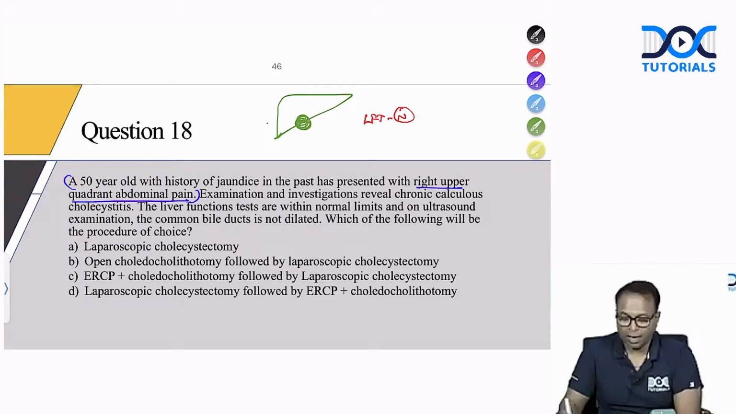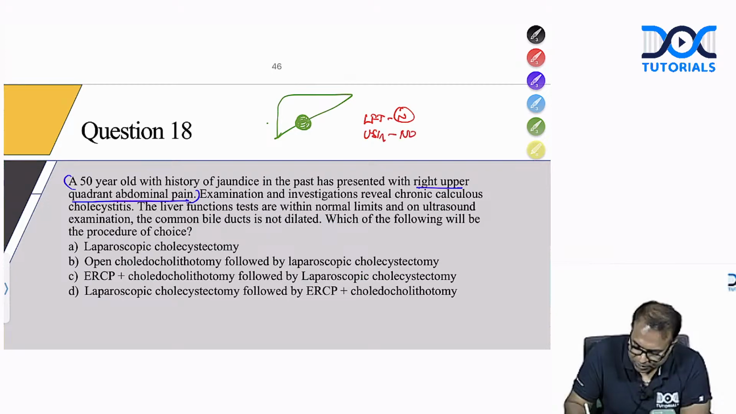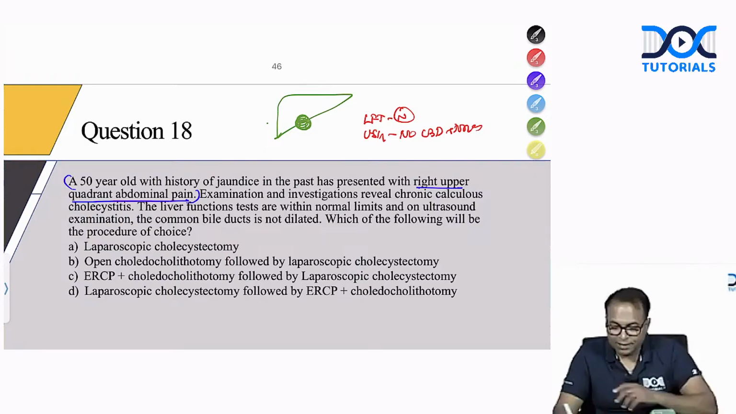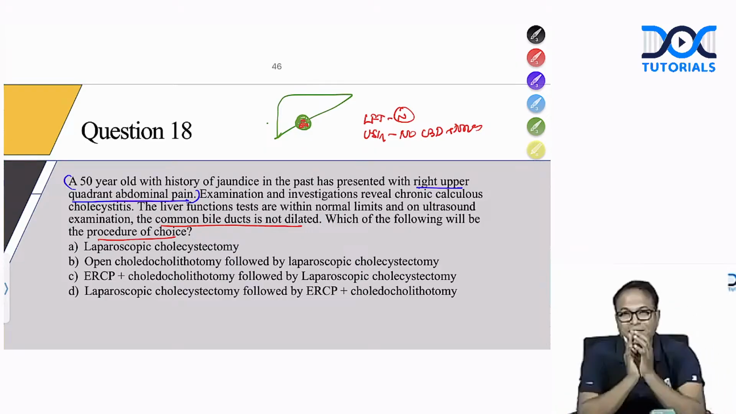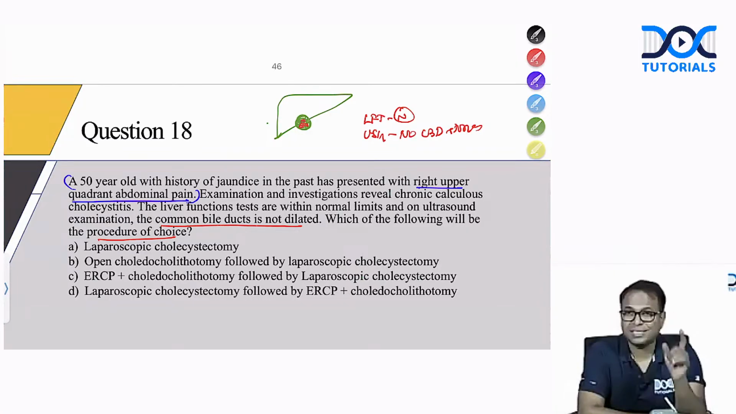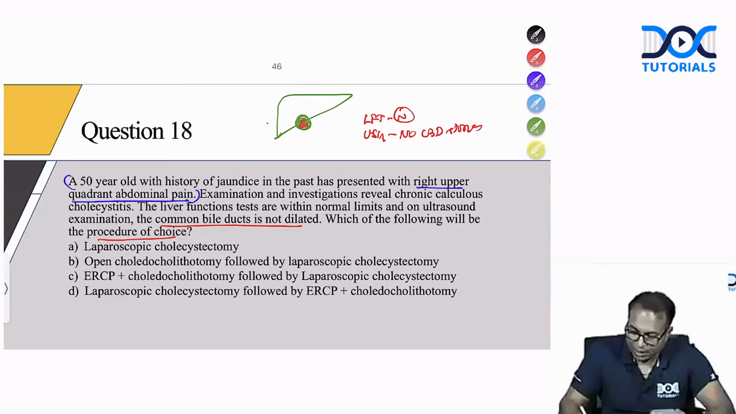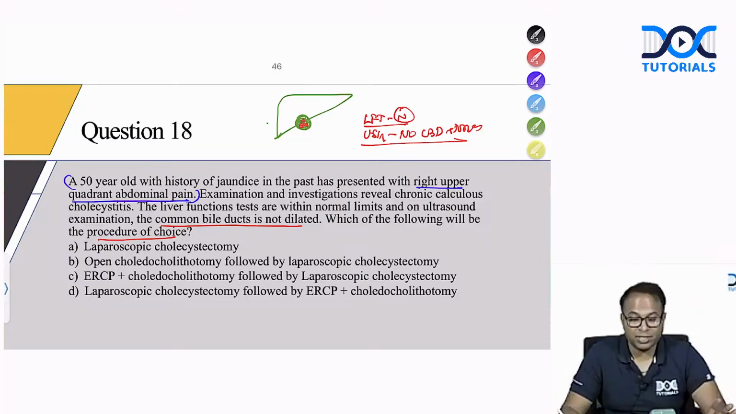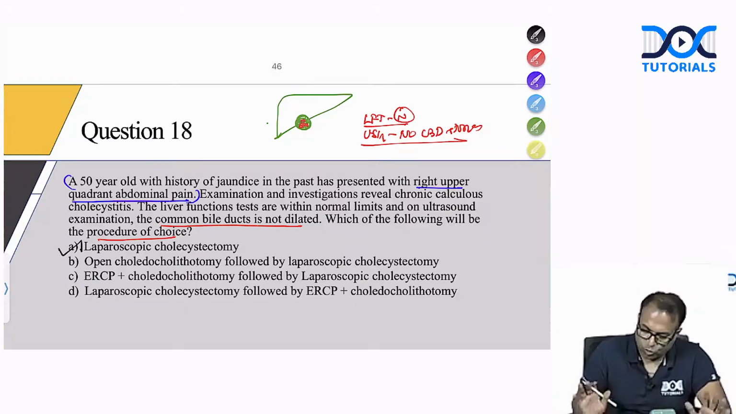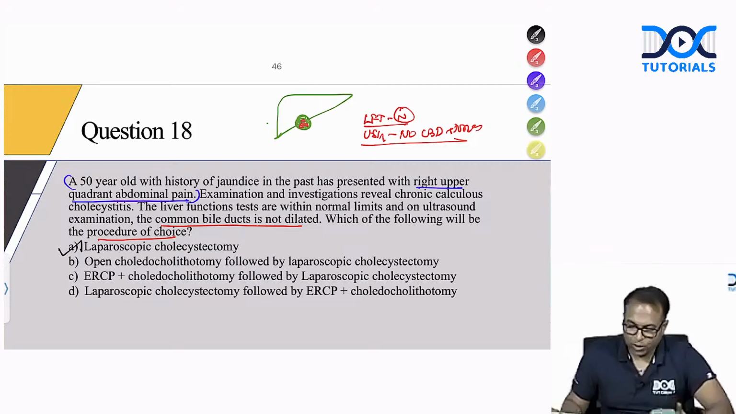No jaundice. Ultrasound shows no CBD stone. Only is having stones in the gallbladder. Common bile duct is not dilated. Which is the procedure of choice now? So presently the patient is not having CBD stones, but previously he might have had CBD stones. That is why he would have had jaundice before. As of now, ultrasound normal, LFT normal, everything is normal, means patient is not having CBD stone. Take him for laparoscopic cholecystectomy. So no need to worry about CBD.